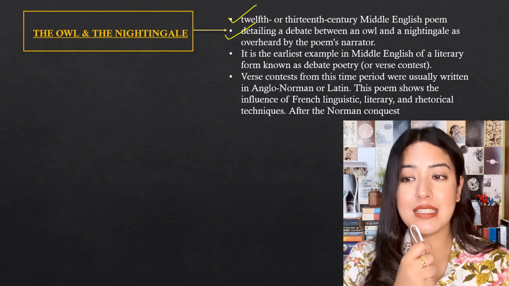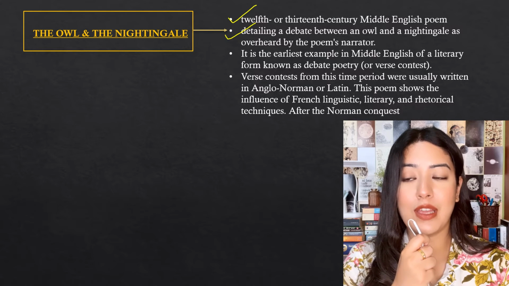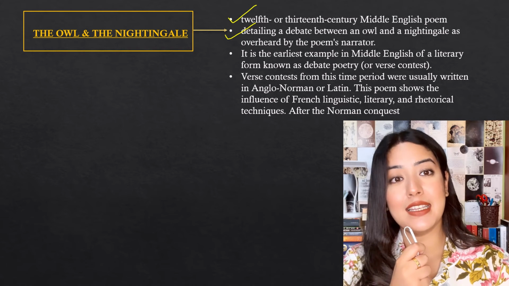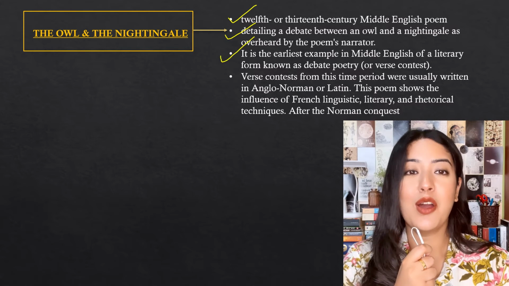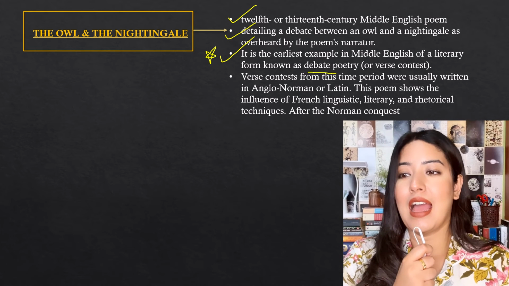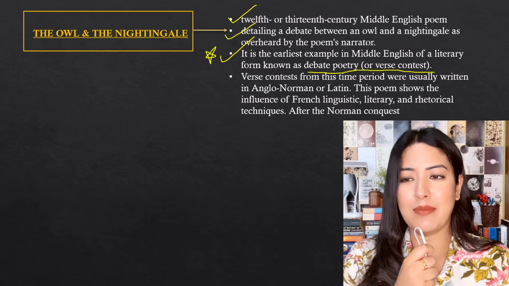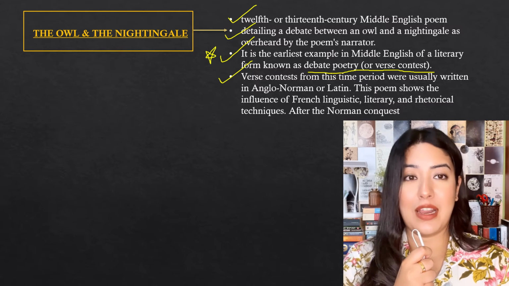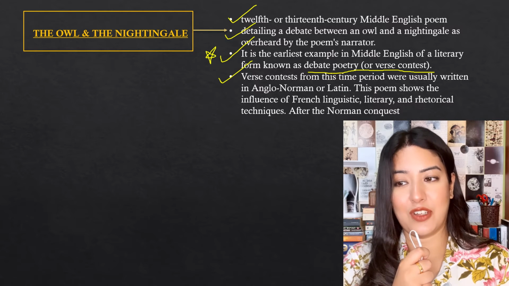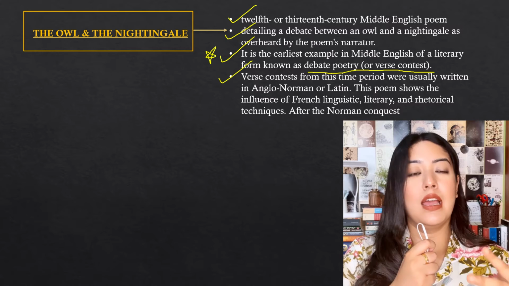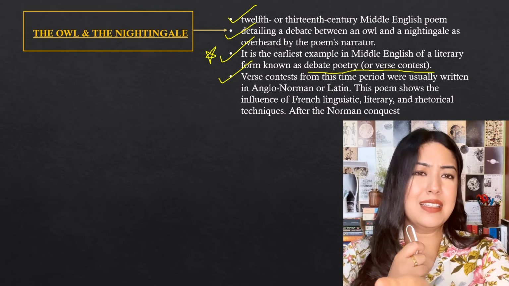It is the earliest example in Middle English of a literary form known as debate poetry. You have to remember this, the earliest example of debate poetry, a verse contest, because they're debating, right? The verse contests from the time period were usually written in Anglo-Norman or Latin, right? This poem shows the influence of French linguistic, literary, and rhetorical techniques after the Norman conquest. So that is Anglo-Norman and Latin influence. I think this is very factual.